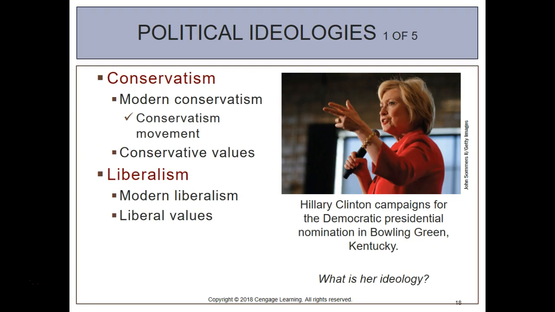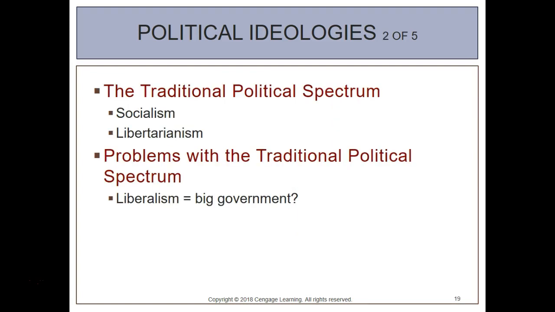We also have liberalism. We have modern liberalism and liberal values. Modern liberalism is something that's difficult to define. Most of it emphasizes social programs and equality for all, for each individual. Those are just some of the basic core values, and that government should be a mechanism to promote these types of things. So those are some very basic concepts of the two.